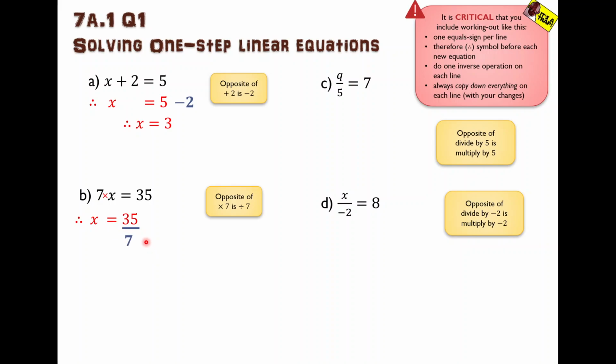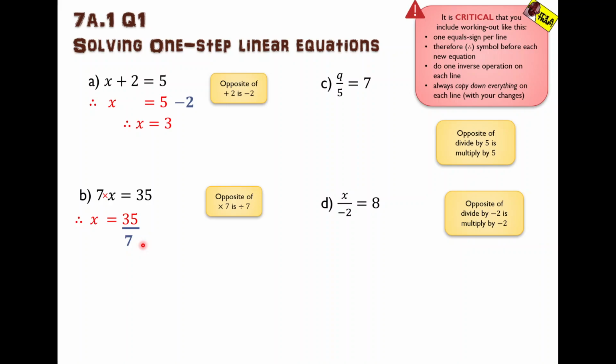Few things to notice here. Number one, I copied down the x, I copied down the equals, I copied down the 35. Everything else I copy down. It's just that the multiply by 7 I have turned into a divide by 7. You'll note that I write divide as a fraction. This means 35 divided by 7. And the reason is that the answer might not be a whole number, maybe the answer might actually be a fraction.